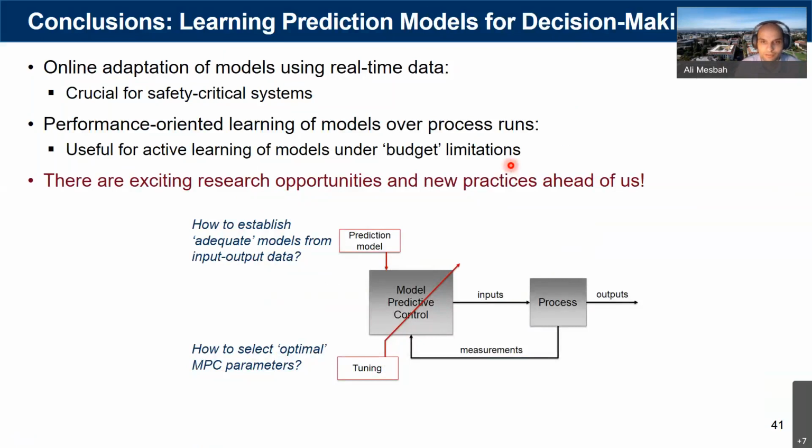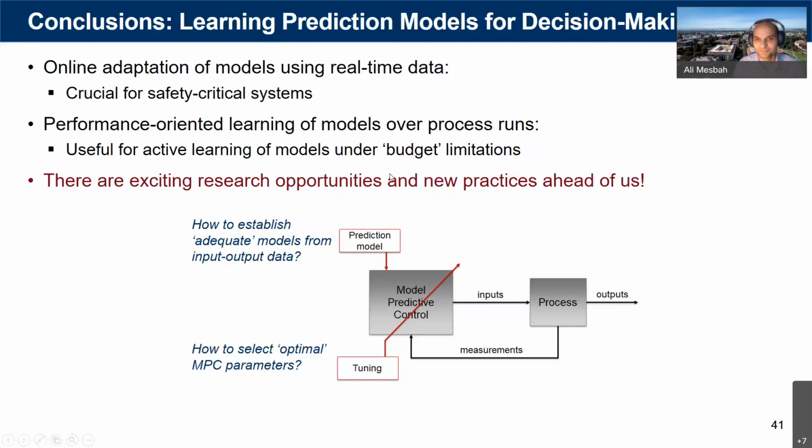In the interest of time, I just want to leave you with the message that we are living in a very exciting time. There are really exciting opportunities, both for research and new practices. It's really up to us to explore these opportunities. So with this, I would like to thank you for your attention.